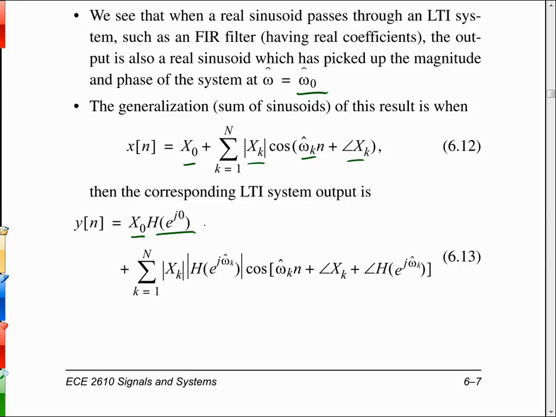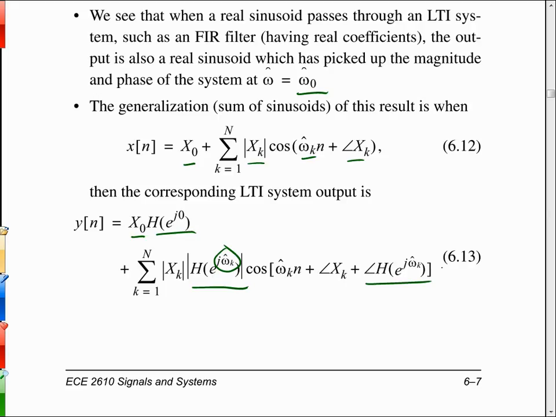And then each of the individual sinusoid terms pick up the magnitude response at that respective frequency, omega hat k, and they pick up the phase response at that particular frequency, omega hat k. It's simple, isn't it? It's just a collection of sinusoids go in, the system acts on each individual sinusoid using superposition or the linearity, and each individually get imparted to them the magnitude and phase response of the system at those individual frequencies.